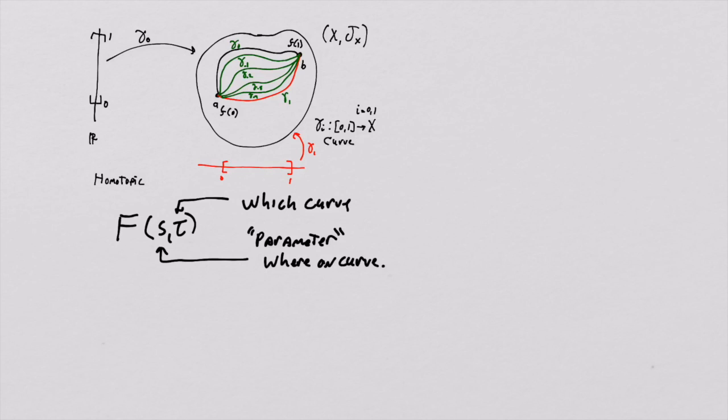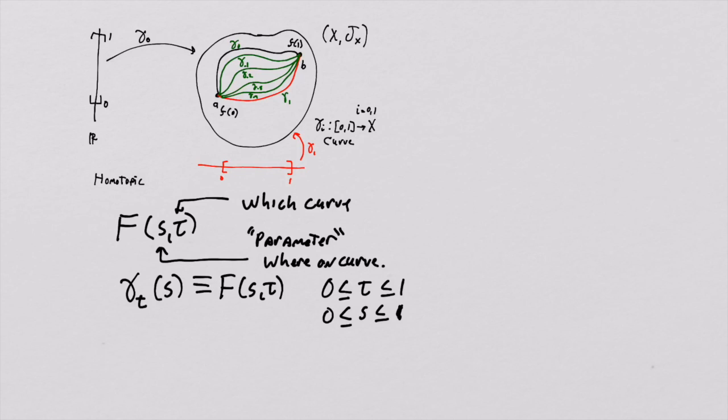So I could actually write another form of notation, which is very common out there. Gamma of T of S is actually defined as F of S of T. And gamma of T of S is going to be each of these curves in here, because T is always going to be less than or equal to 1 and greater than or equal to 0. And in fact, same with S. S is going to be less than or equal to 1 and greater than or equal to 0.